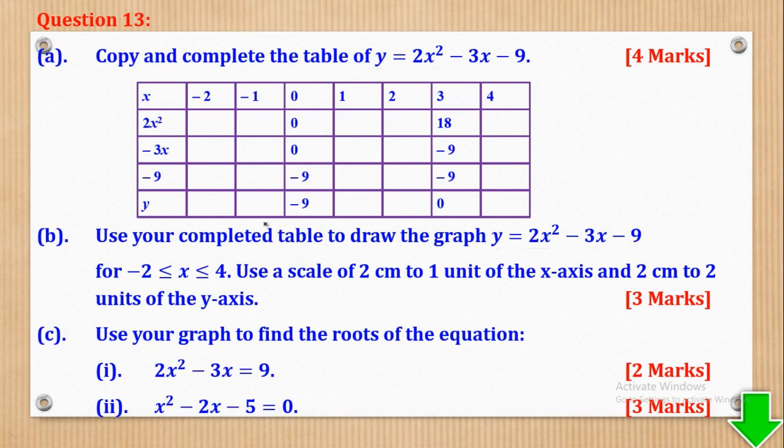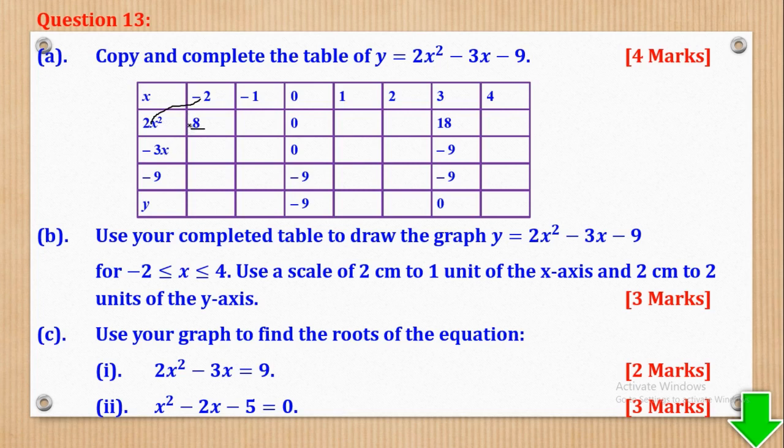So we shall start with part A, where they want you to copy and complete the table. So we shall fill in all these missing spaces. Let's start with this column. For 2x squared, where there is x, you put negative 2. So it becomes 2 times open brackets negative 2 squared. Negative 2 squared is positive 4. Then positive 4 times 2 is 8. So we shall come here and write 8.